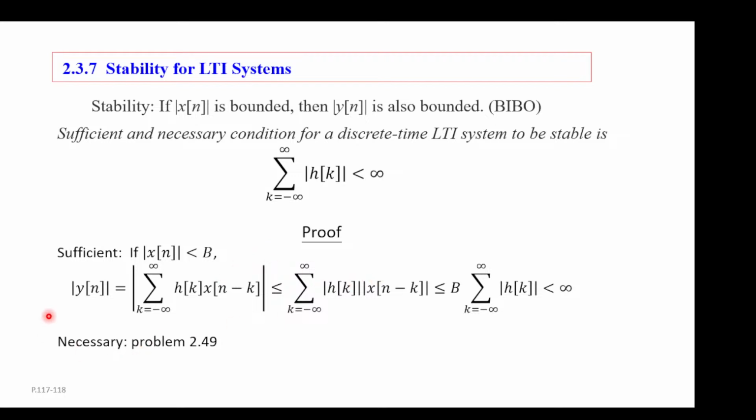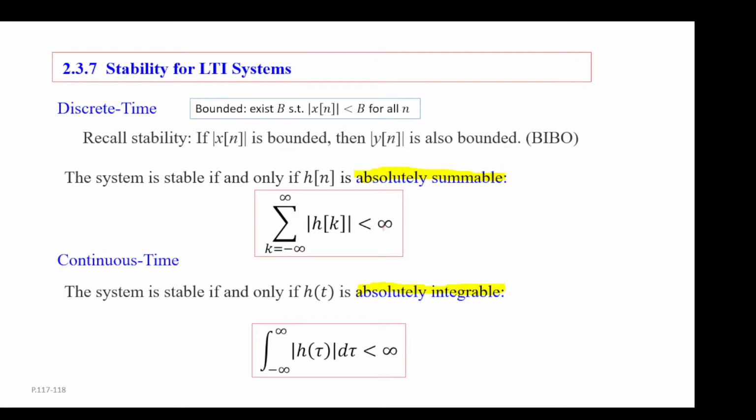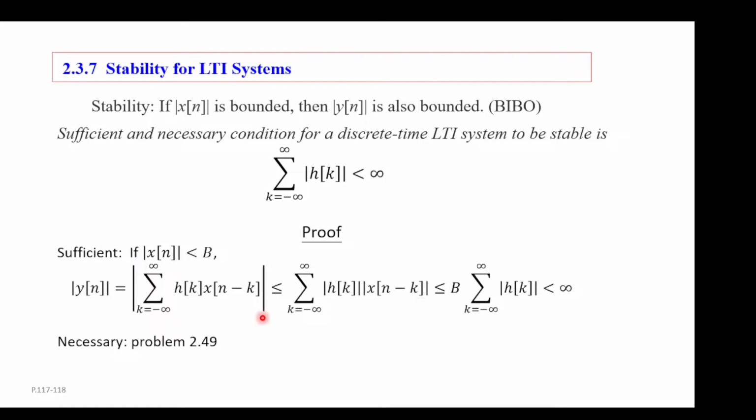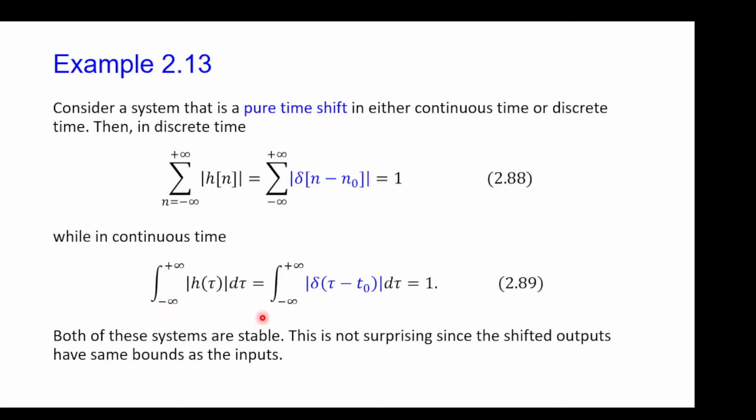And for necessary, we once again refer to another problem. You can look it up in the textbook. Any questions about absolutely summable and absolutely integrable, how they are conditions for stability of an LTI system, and the proof? If not, then let's go to the examples.